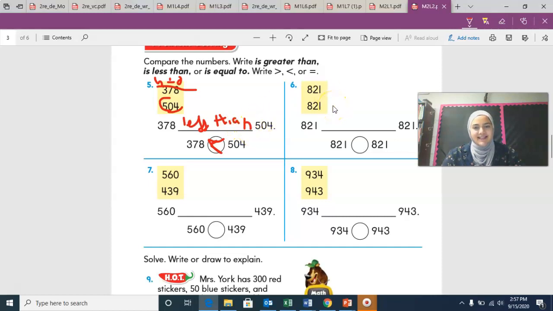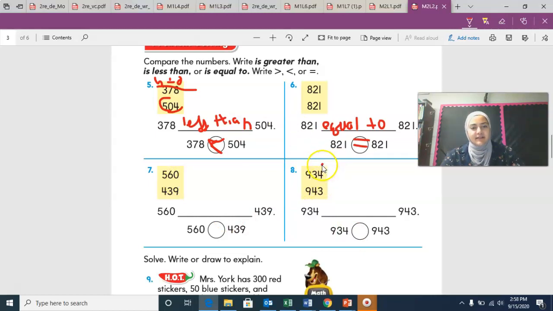All right, 6, I know I said I wasn't going to do it. I'm not, but I'm going to show you something. These are the same exact numbers, 821 and 821. If they're the same exact numbers, then these two numbers are what? They're equal. So, oops, that doesn't look like an equal. There. They're equal. So 821 is equal to 821. Equal.